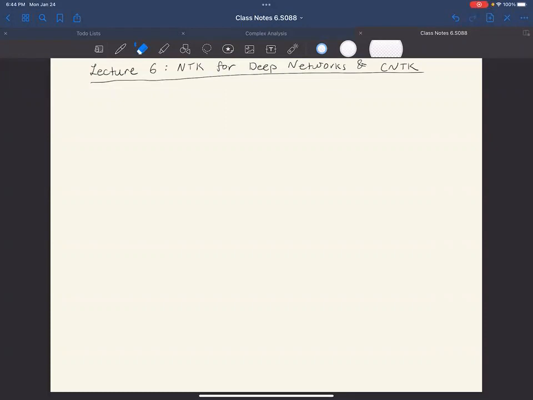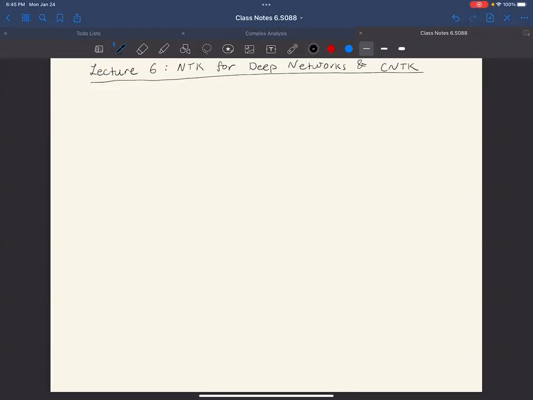And in this lecture, we're going to build upon the results for the neural network Gaussian process and neural tangent kernel in lectures 4 and 5. And we're going to compute the neural tangent kernel for deep, fully connected networks. These are fully connected networks with more than one hidden layer. And we're also going to consider the neural tangent kernel for networks with other layer structures. In particular, the convolutional neural tangent kernel, which corresponds to the infinite width limit of convolutional neural networks. And we'll see that in practice, solving kernel regression with these kernels actually gives quite good performance.